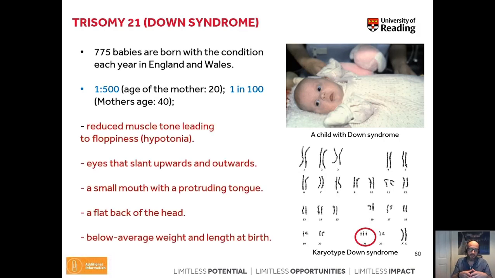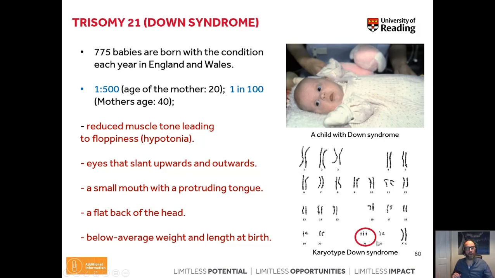The symptoms of Down syndrome include reduced muscle tone, leading to hypotonia. The eyes of the patient slant upwards and outwards. Also, Down syndrome is often associated with a fairly small mouth with a protruding tongue, a flat back of the head, and below average weight and length at birth.